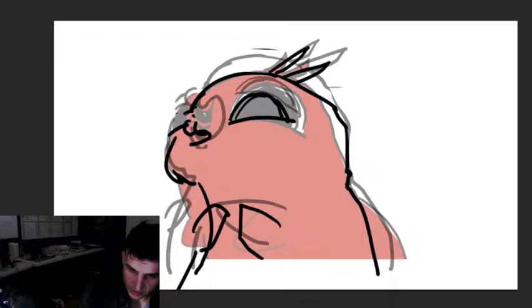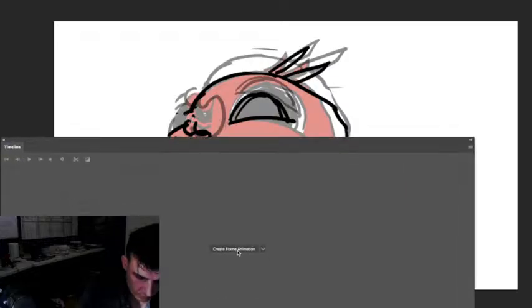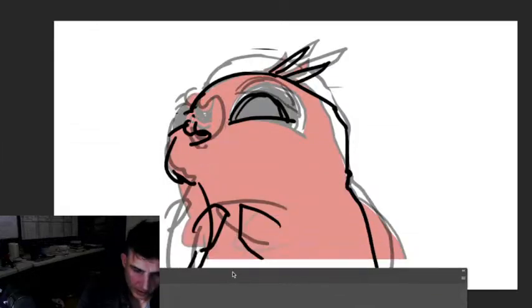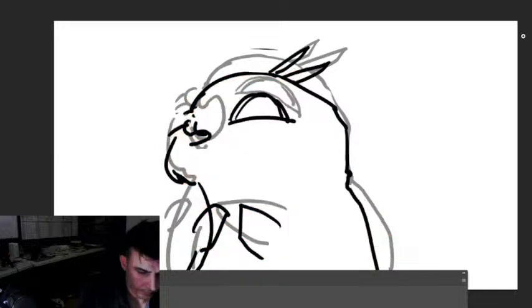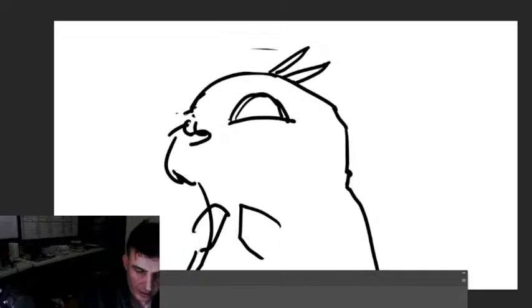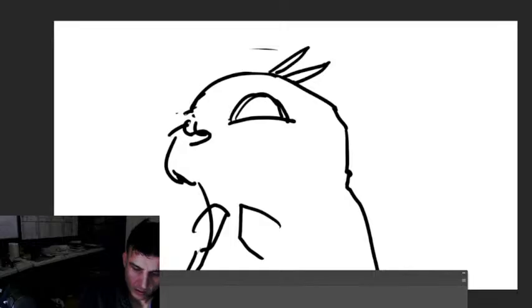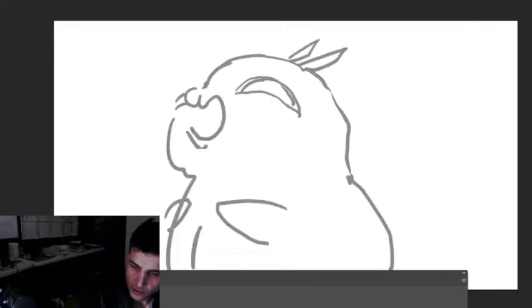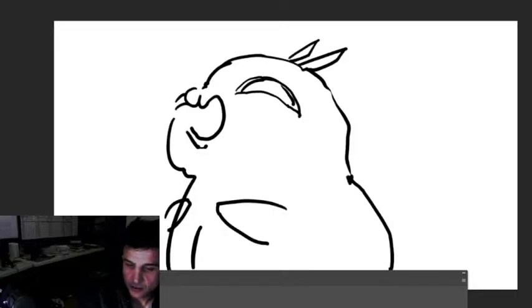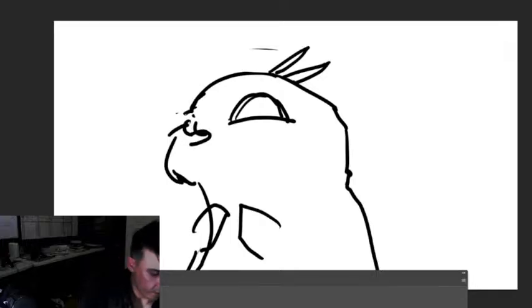Let's see if we can get this to work then. So we got this one and that one. So we got two frames. Let's see how they go together, huh? So we got this frame and this frame. I think it's this frame and this frame. Yeah. So it's inhale, exhale, inhale, exhale. Let's see how it goes. All right, so that's a rough start.